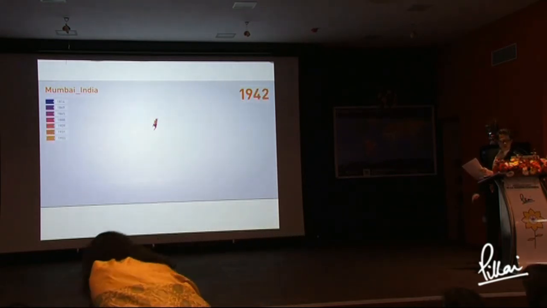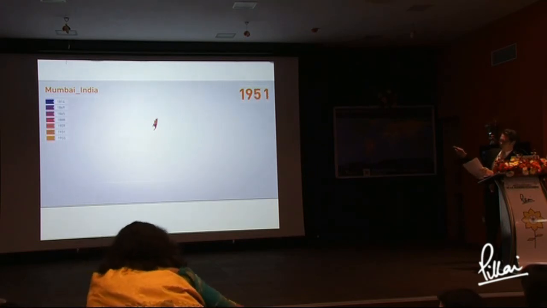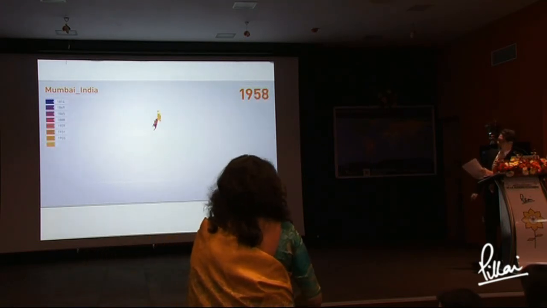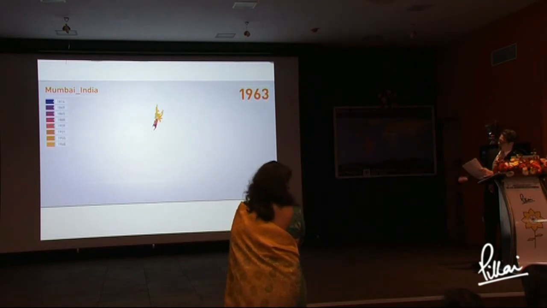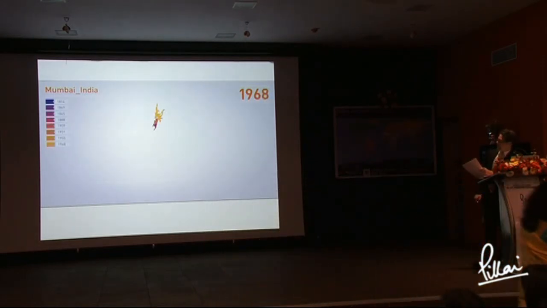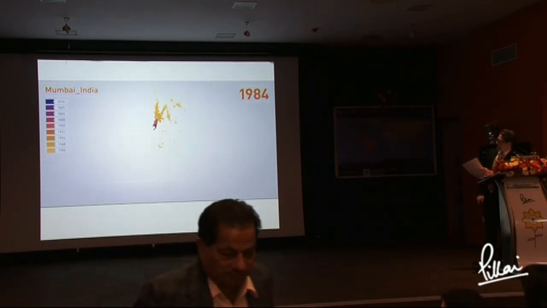Now we know all this time the population of Mumbai is increasing, right? Every year it's getting higher. Finally, in the 1950s, we start to see Mumbai expand north into the suburbs. We start to see Navi Mumbai grow in 1990.